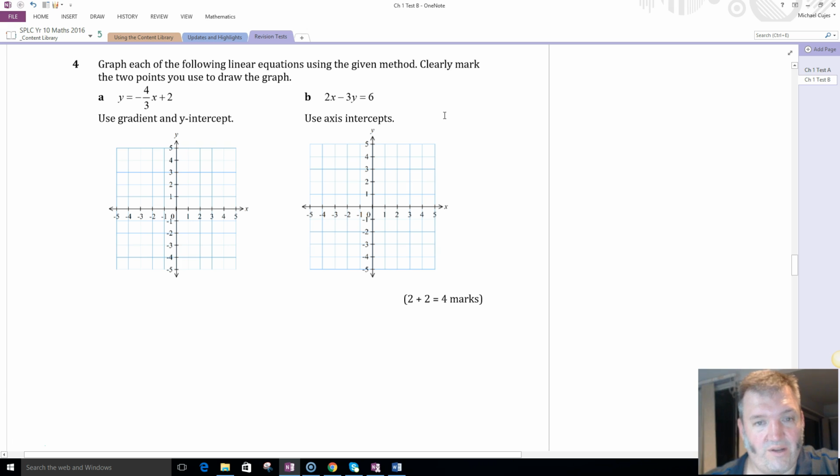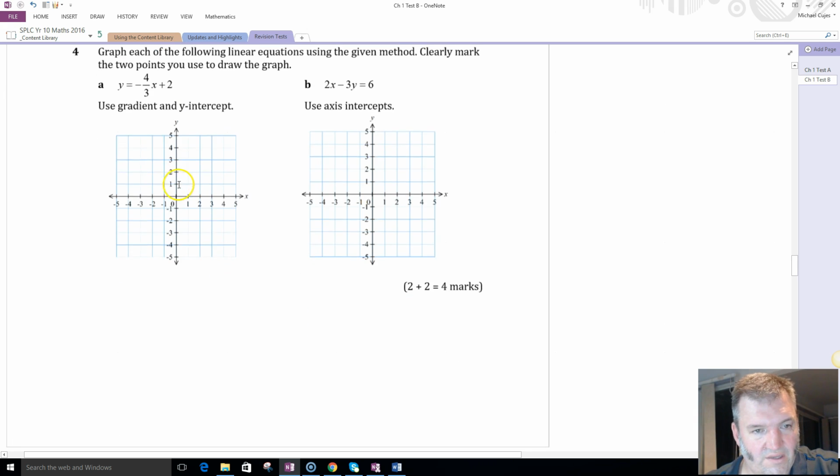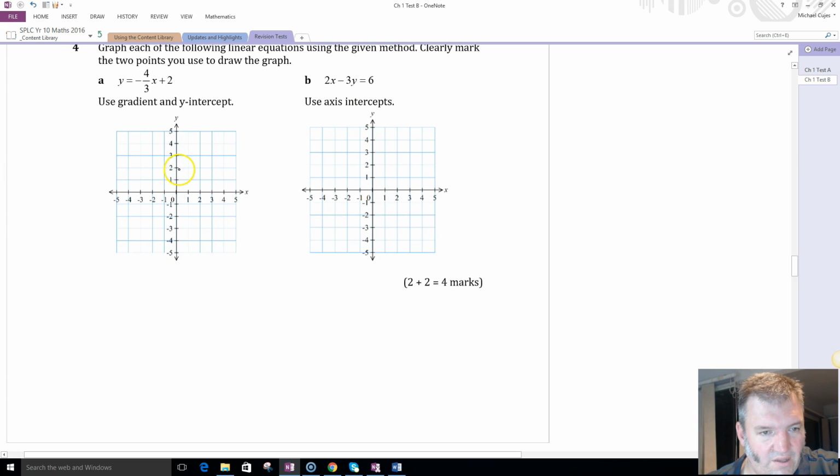Graph the following linear equations using the given method. Gradient and intercept. Y-intercept, the y-intercept is the number at the end. That's 2. That's easy enough. Oh, the grid hasn't shown up very well on this. That's okay though, and it just wobbled around when I did my little circle. There you go, there it is. Stop being naughty. Oh, right, that's good.